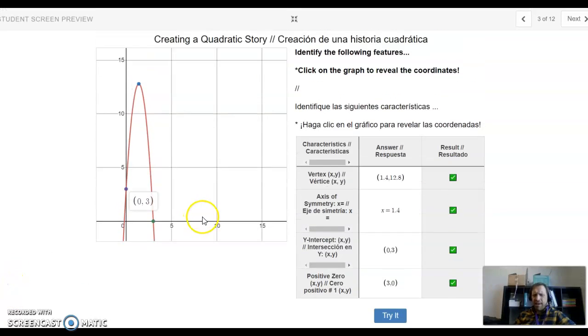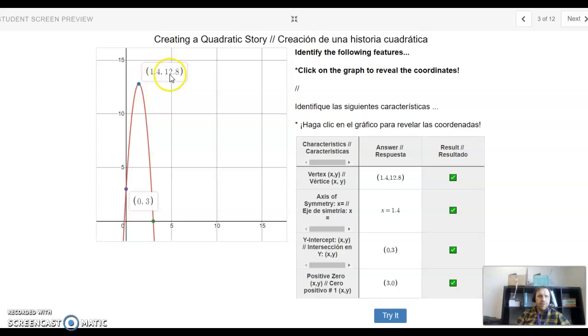All right, what kind of story did you come up with? Here's mine. I'm starting right here. My arm's about 3 feet off the ground, and I'm going to throw a baseball just nice and easy up in the air, a nice fly ball for my son to catch. And so I throw it up in the air.